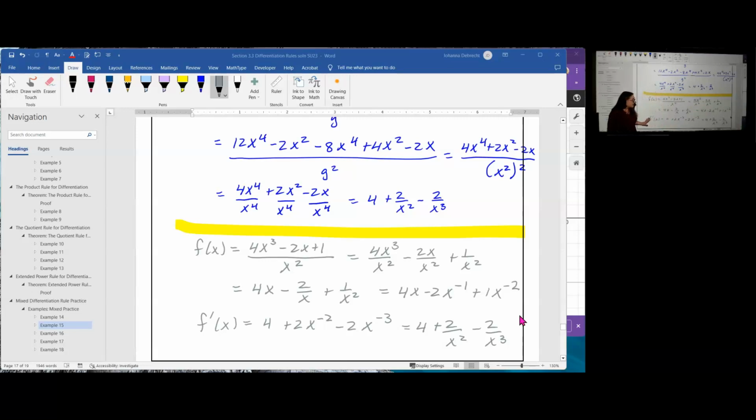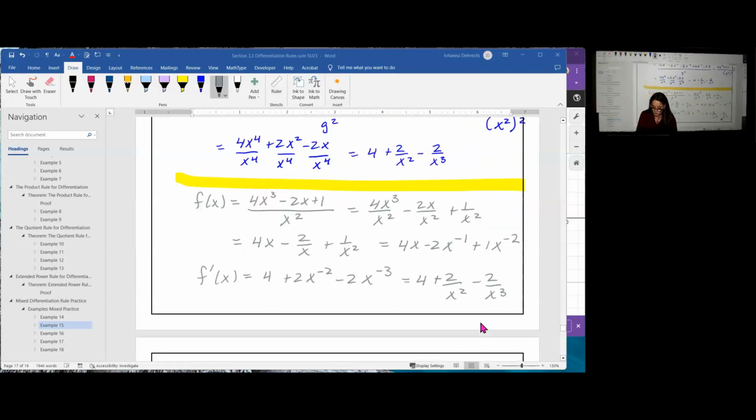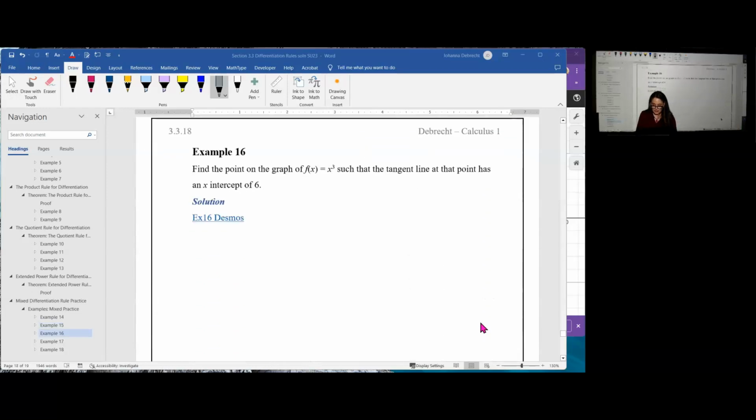Then I applied the power rule and the sum rule and difference rule to take the derivative. This gave me 4 plus 2x to the -2 minus 2x to the -3, which, if I then move the parts with negative exponents, gives me the same answer I had previously. Now, the next problem is rather more complicated. In fact, it's quite a bit complicated. So let's do this one together.